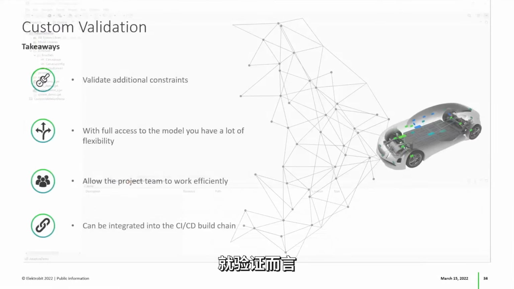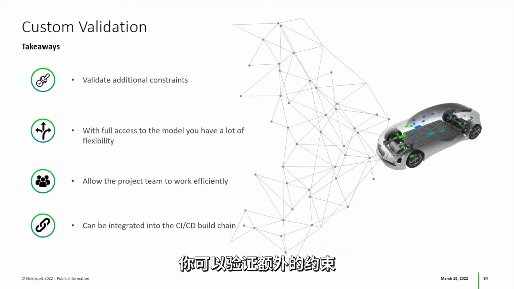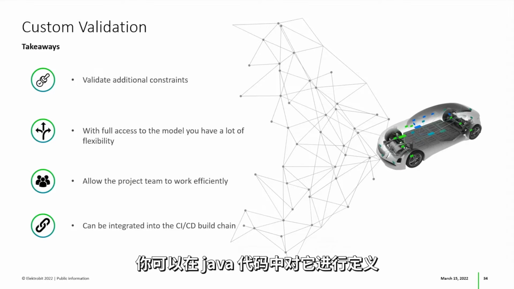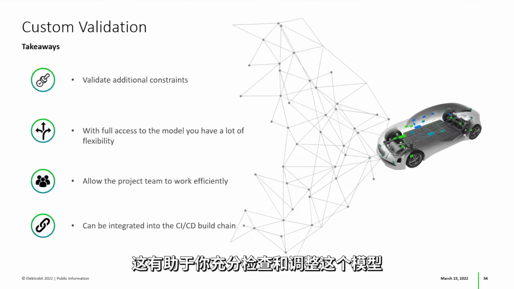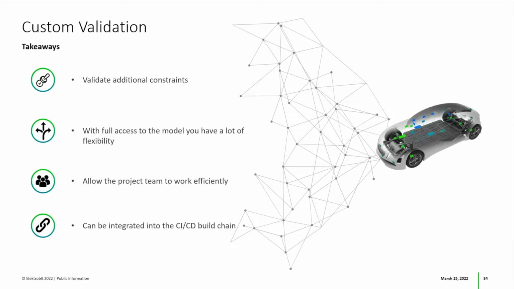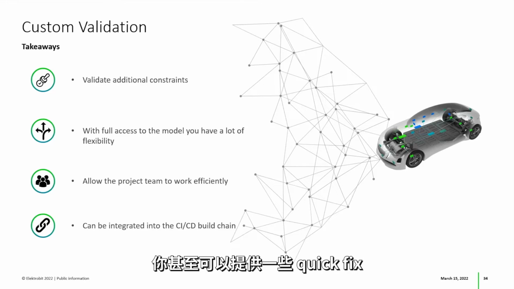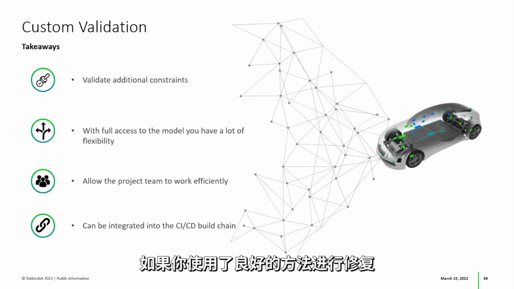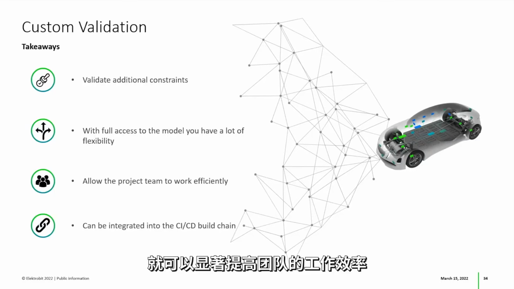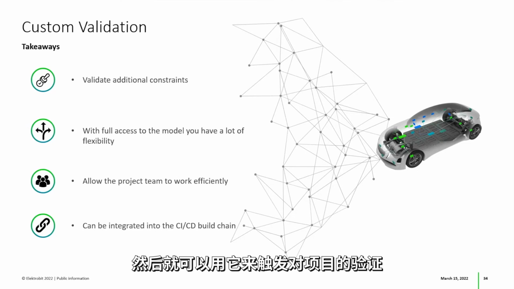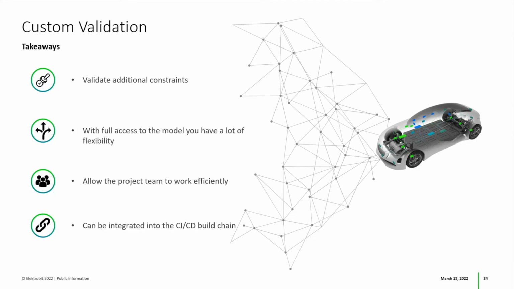So as for the validation, you can validate additional constraints. You can define it in Java code, which gives you all the possibility to inspect and adapt the model. You can even provide some quick fixes. You have a lot of flexibility with this. So it's really allowing the team to work efficiently if you use it in a good way. And it can also be integrated in a CI/CD build chain. So you have a command line script then that you can use to trigger a validation on the project.